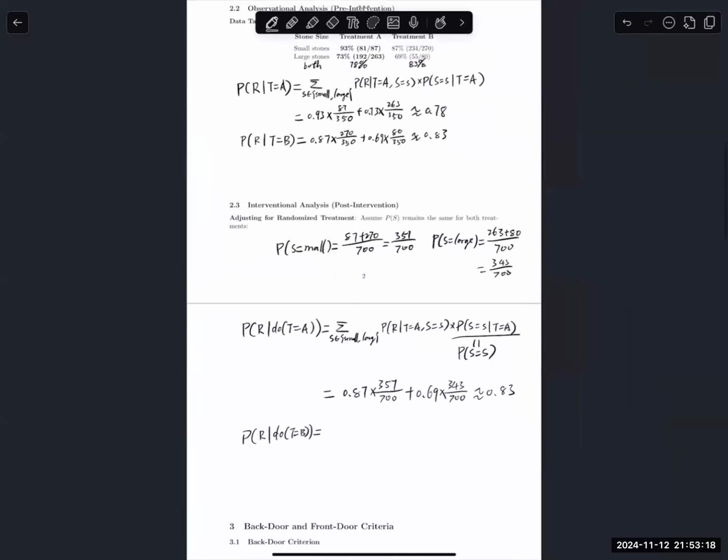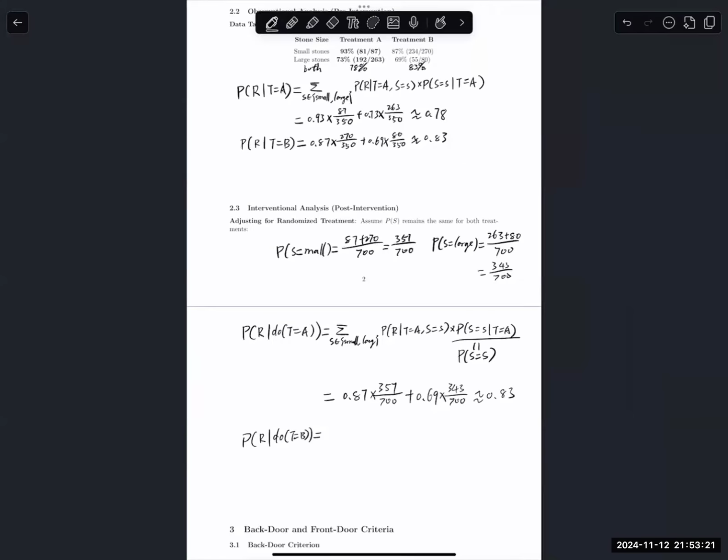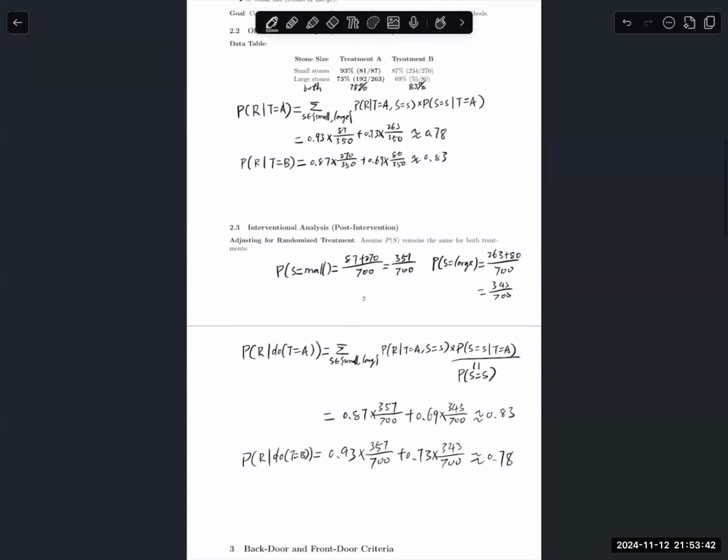And this is going to be 0.93 times 357 divided by 700, plus 0.73 times 343 divided by 700, which is going to be 78%. So we can see that after the adjustment, treatment A actually turns out to be more effective. And this illustrates the importance of considering confounding variables like the stone size before drawing conclusions.